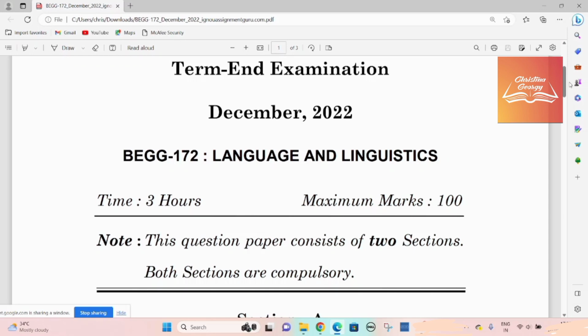That is, may that be for BEGG-182 or BEGG-172, please make sure that you read and understand the instructions correctly. You never know, maybe the question pattern could change. That is, we are discussing based on the very latest question pattern that is available to us. Nevertheless, make sure that you read and understand. There could be changes. Most probably there wouldn't be. Still, please be prepared. So here it says, this question paper consists of 2 sections.